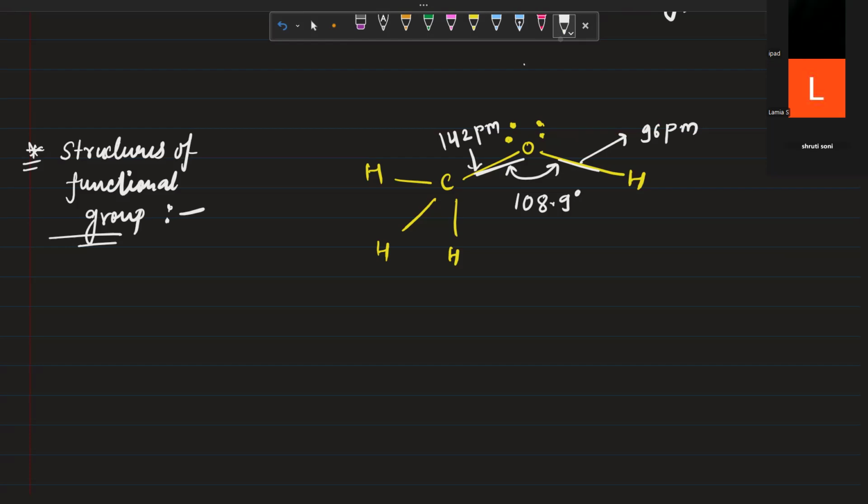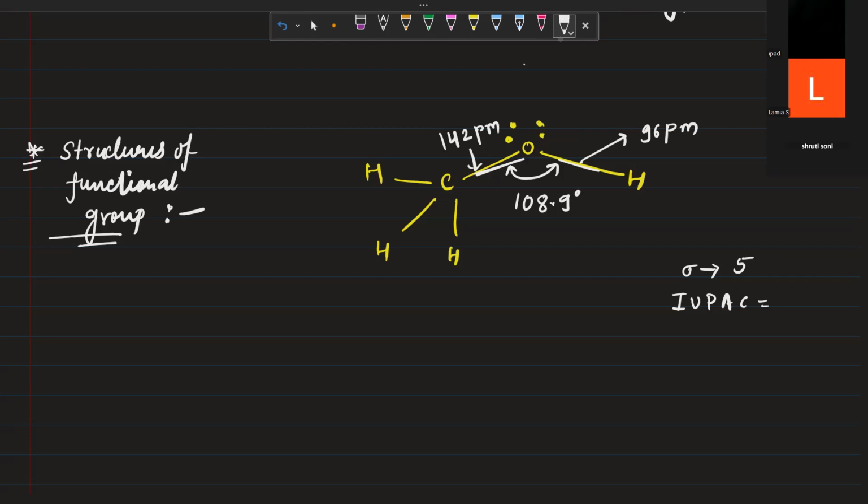Can you repeat that? How many sigma bonds are in this compound? Five sigma bonds and two lone pairs. Five sigma bonds, two lone pairs. Great. And what is the IUPAC name for this compound?